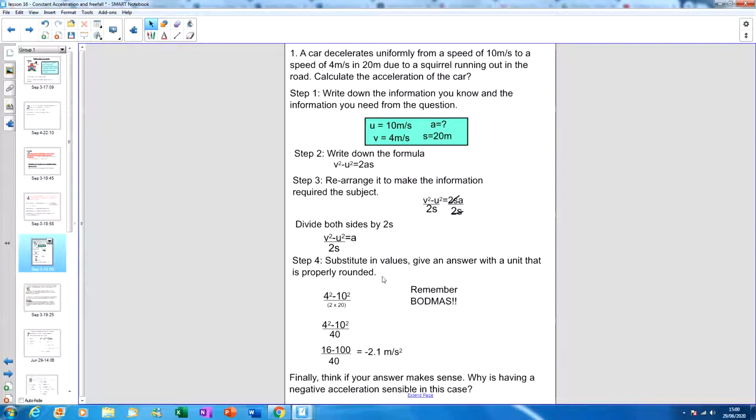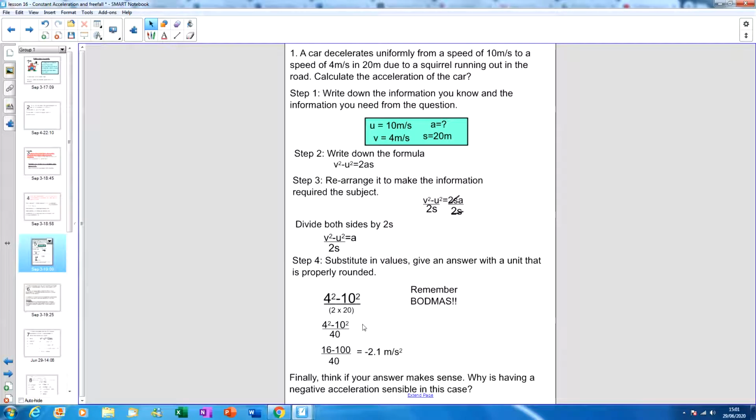The next stage is to put your numbers in. So you know v is 4, and you know u is 10, and you know s is 20. So you put the numbers in, and that gives you this expression here. So I'll make that a bit bigger. And the next stage is to use BODMAS. Sometimes it's called BIDMAS.